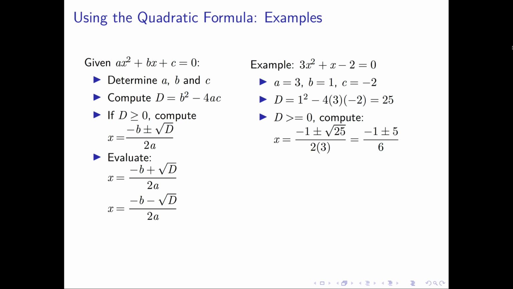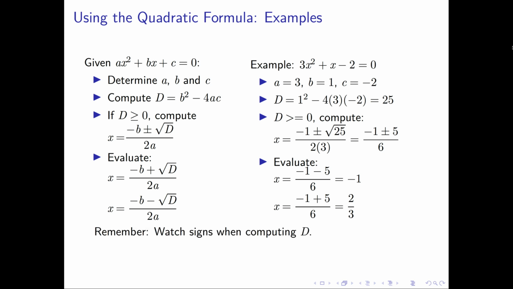We now compute the answers for x using the value of D, and that would be equal to -1 plus or minus the square root of 25 over 2 times 3. That is equal to -1 plus or minus 5 over 6. And evaluating each of those answers, x equals -1 minus 5 over 6 equals -1, and x equals -1 plus 5 over 6, that equals -2/3, and those are our two solutions. The thing to remember, and the hint that I'd like you to write down, is to watch signs of a, b, and c when you're computing the discriminant D.